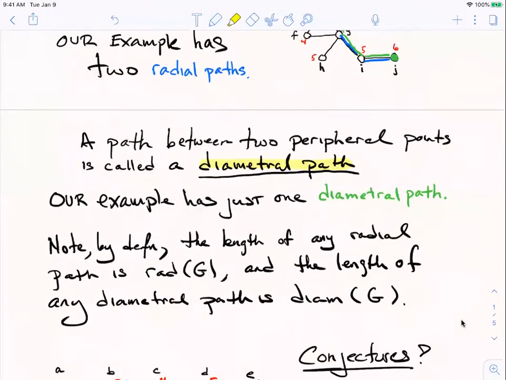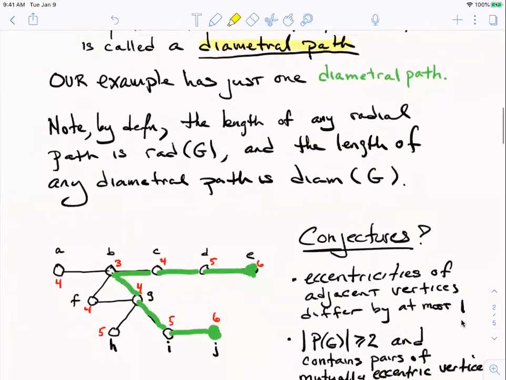Let's note here that by the definition of these things, the length of any radial path is going to be the radius, and the length of any diametral path is the diameter. That's what makes them what they are. Okay. So now some fun.